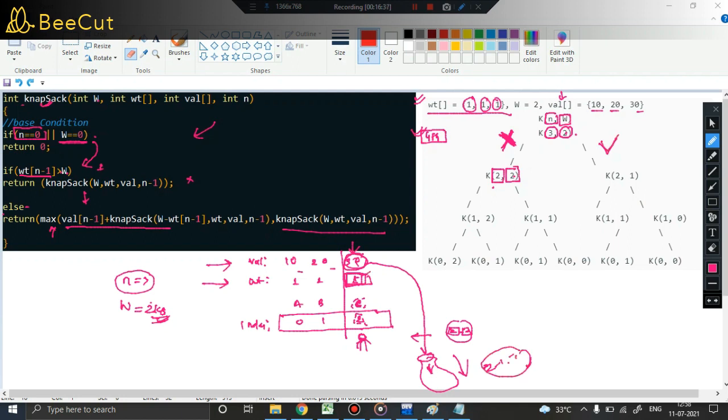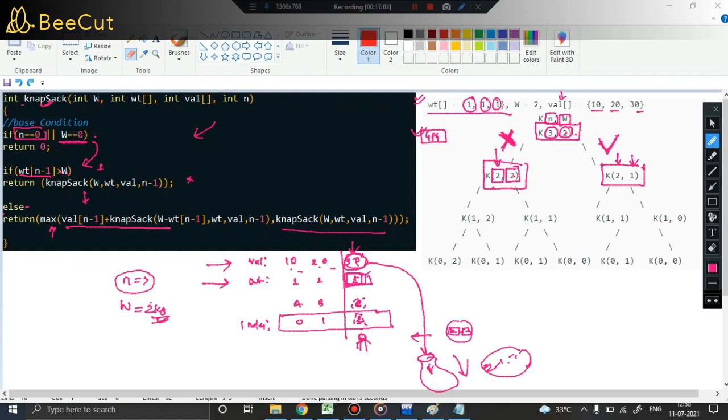Clearly you can see, if I am picking up the item, the knapsack capacity has reduced to 1, and the number of items reduced to 2. This is where I call the function knapsack. Now these are the sub problems. What is the sub problem? These are the sub problems, which means you have these 2 items to consider, and the knapsack capacity is 2. So you have to now find out the maximum profit.